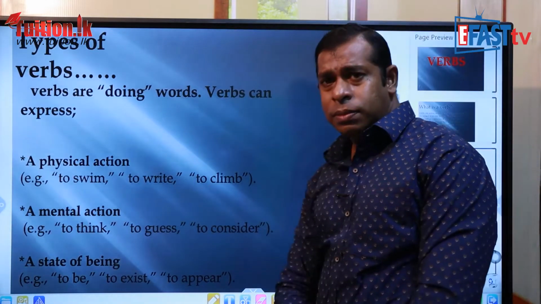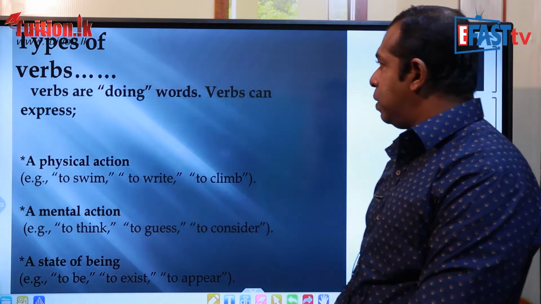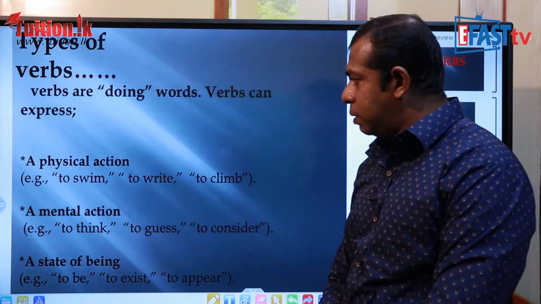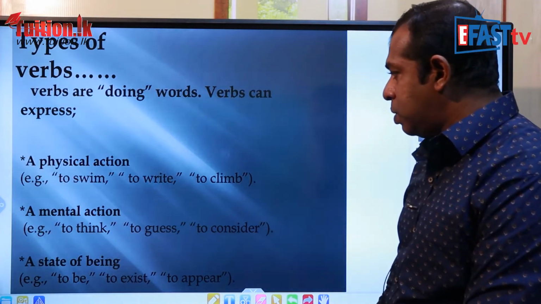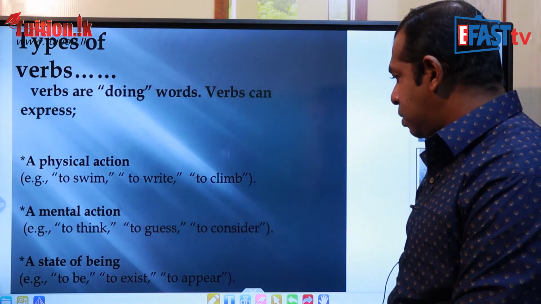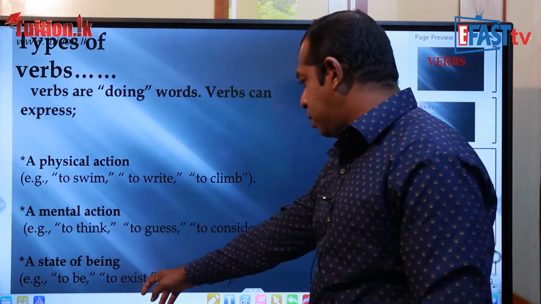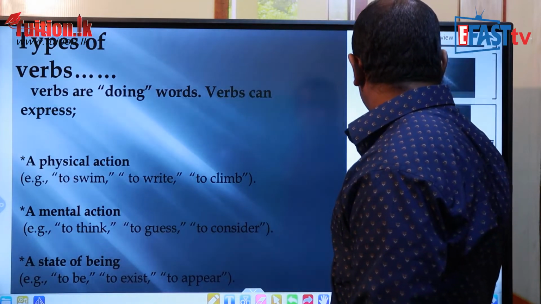So there are some types of verbs. Verbs are doing words. Verbs can express a physical action, for example, to swim, to ride, to climb; mental actions, to think, to guess, to consider; a state of being, to be, to exist, to appear, right?